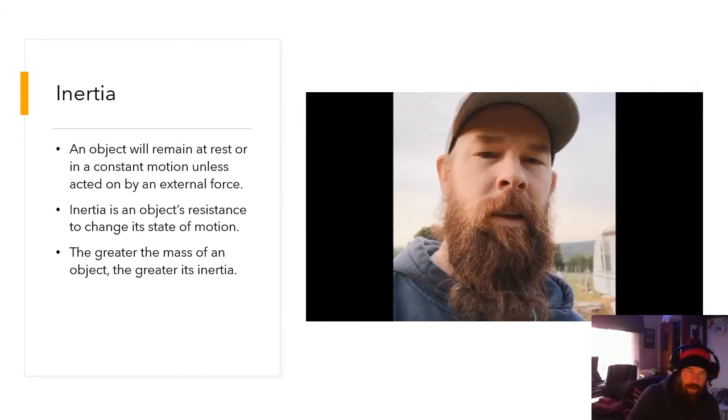Moving on to inertia. An object is going to remain at rest or in constant motion unless acted upon by an external force, which we've already talked about when we saw the ball floating through space. Inertia is an object's resistance to change its state of motion. The greater the mass of an object, the greater the inertia it has. We'll come back to inertia later in this presentation when we look at moment of inertia, which is to do with angular motion.